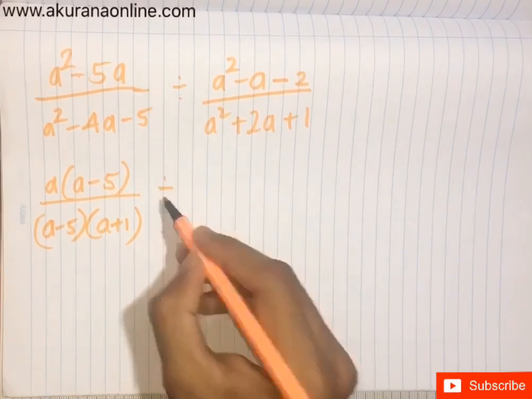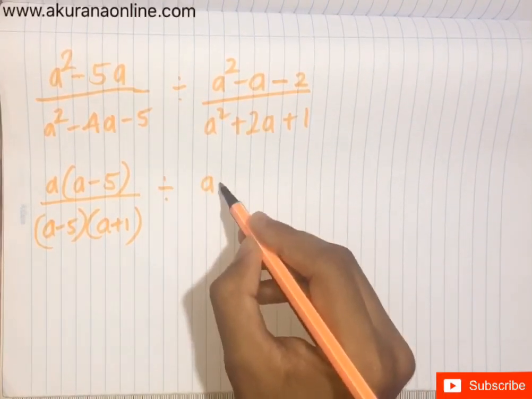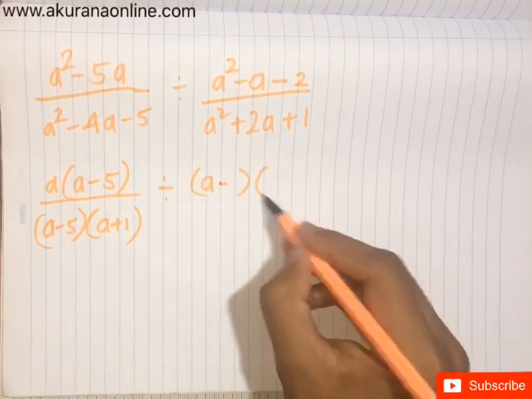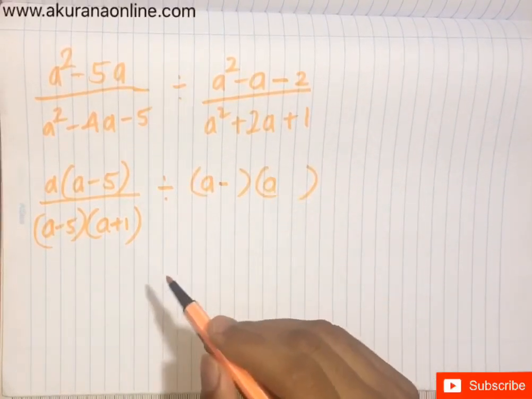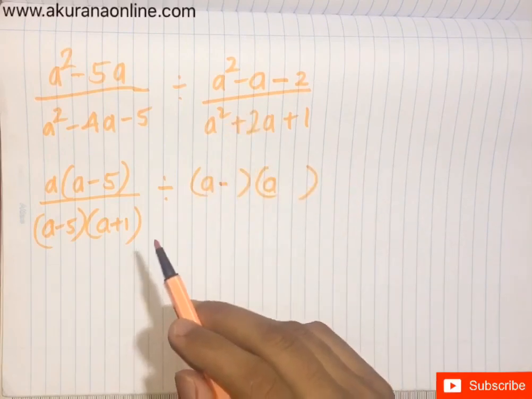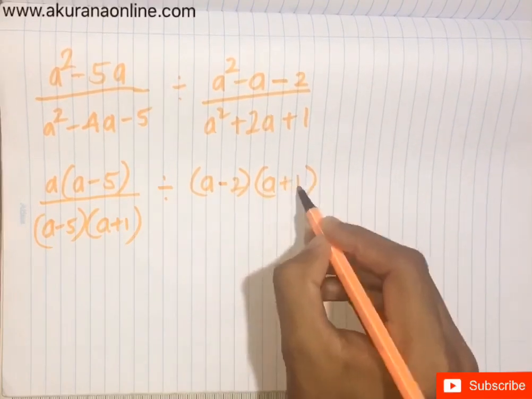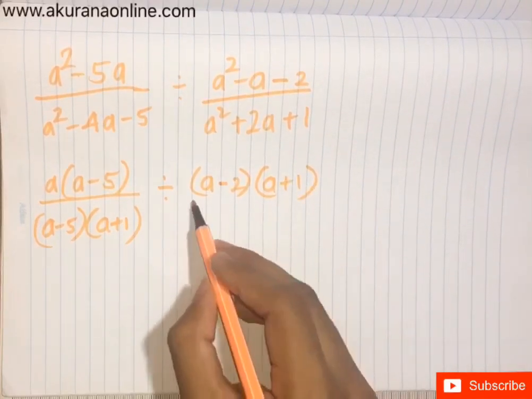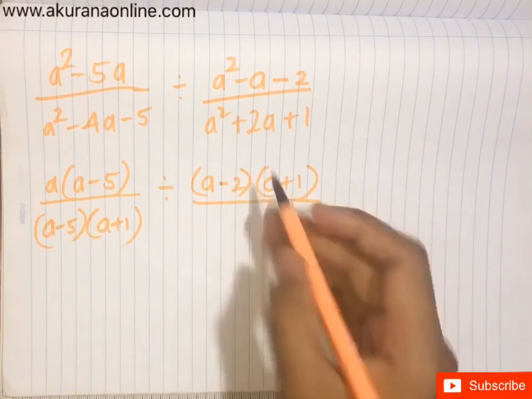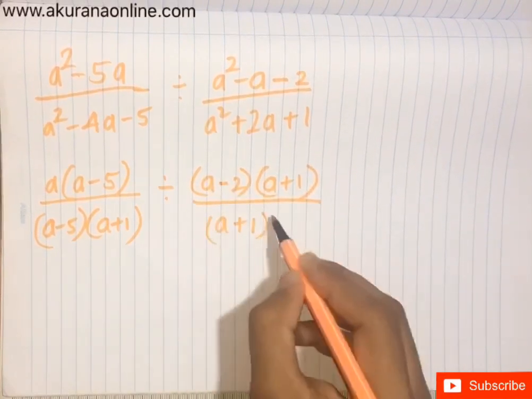And let me factorize first. Here you have a, and what is the answer you will be getting? a minus 2 and a plus 1. And then here, if you factorize this, a plus 1 whole thing squared.